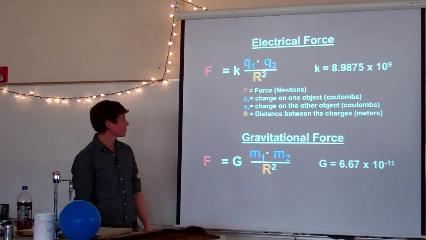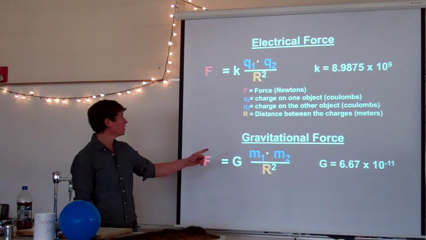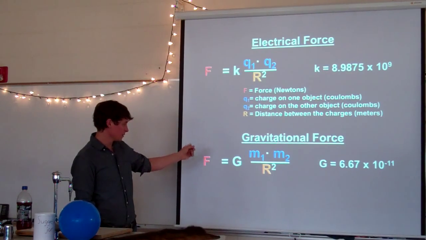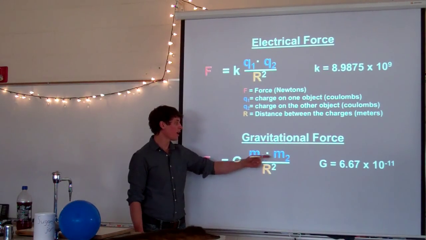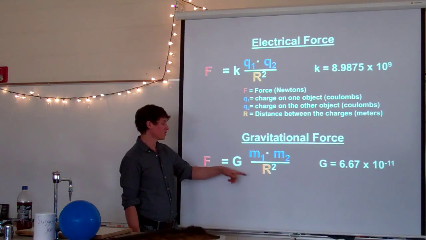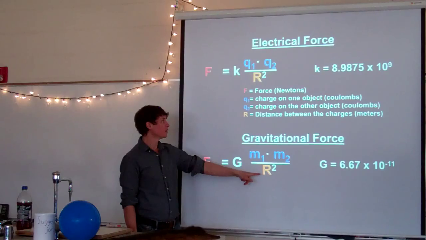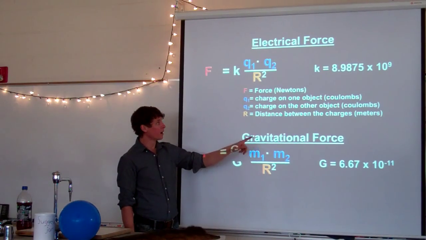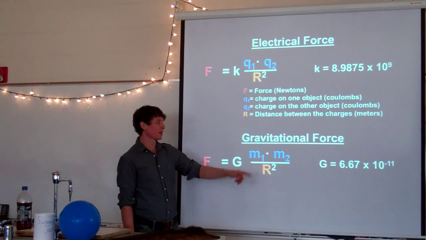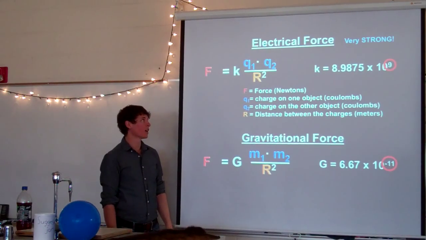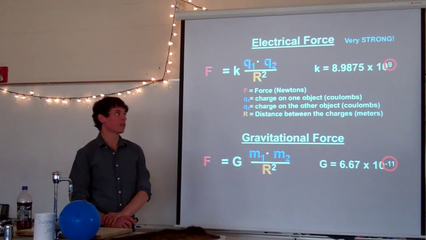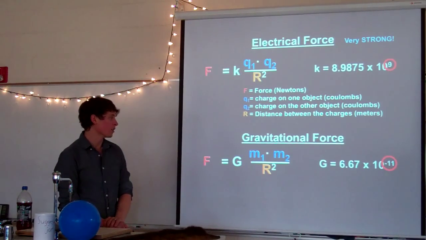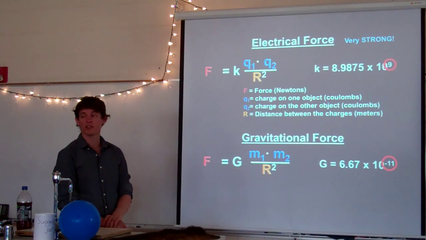Alright, so let's look at this. We can compare the two. They're both calculations of force. Okay, they both depend on the product of either mass or charge, inverse square laws. Okay, but that one's to the 9th, that one's to the -11th. And it kind of tells us this: electrostatic force, very, very strong. Gravitational force to the -11th. Okay, very weak.